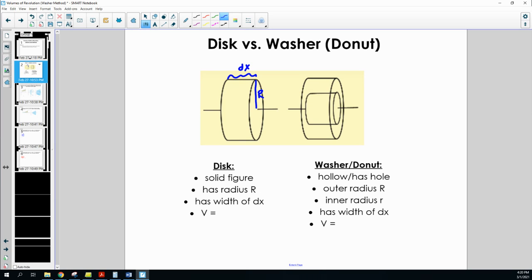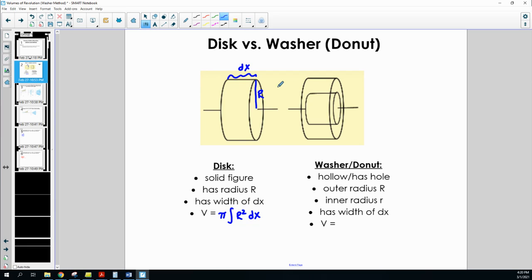So if we wanted to find our volume, we would say that it is pi times the integral of r squared dx. Each cross section is a circle. The area of a circle is pi radius squared. And then because it's the volume, we're multiplying it by the width. We pulled out that pi since that's a constant, so we can bring it on the outside.